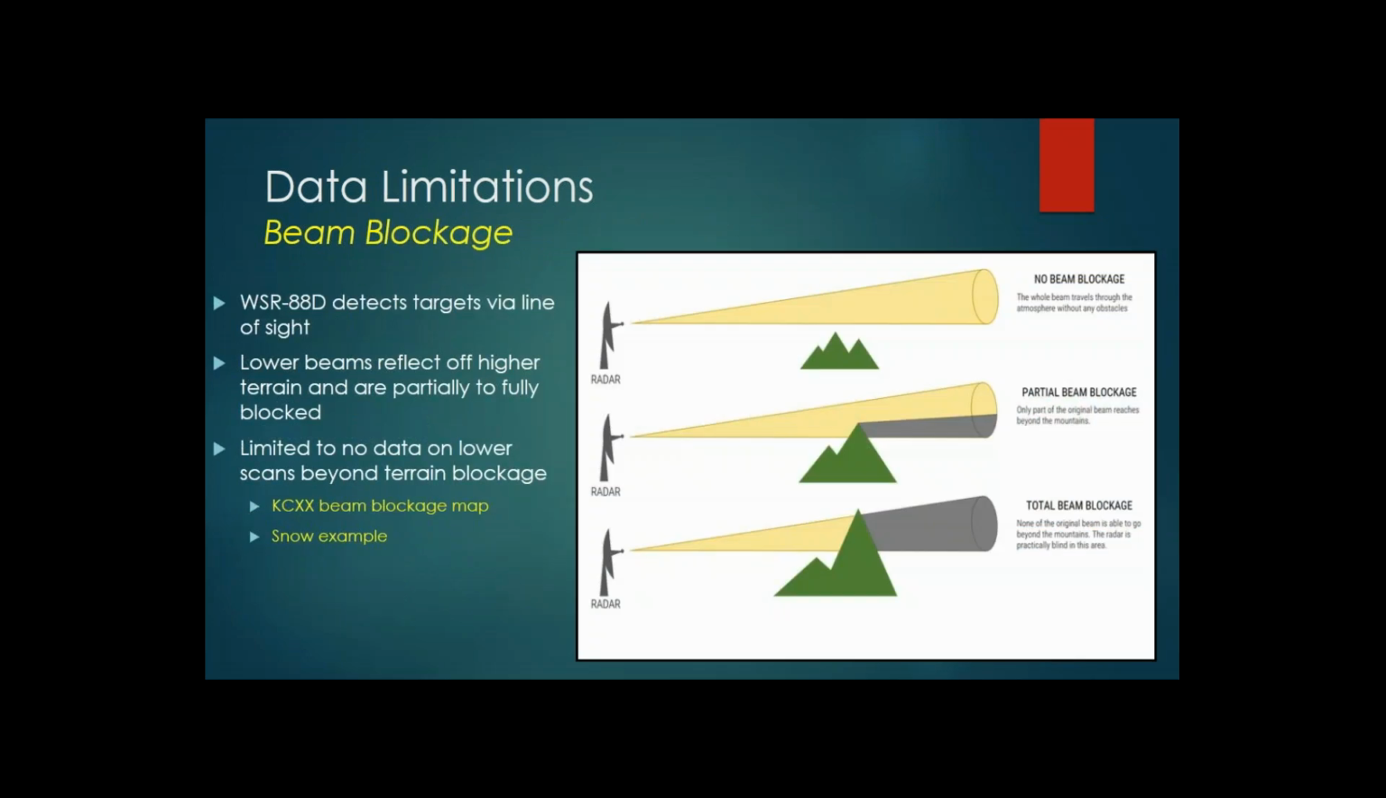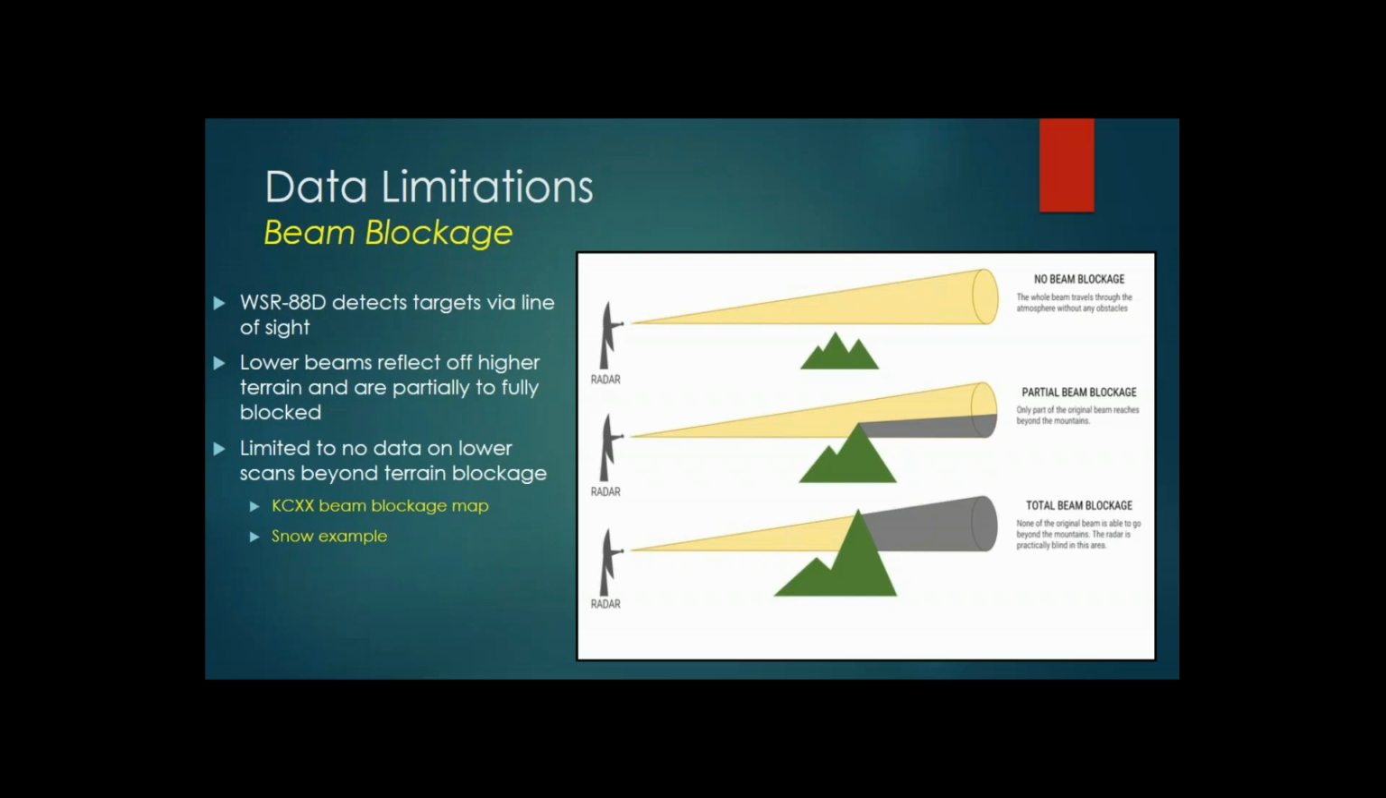Another very, very important consideration: beam blockage. The WSR-88D is a line of sight radar, so lower beams reflect off of higher terrain and are partially to fully blocked. I've got 3 examples here. The top is no blockage, little low hills. You've got medium-sized hills, where part of the beam is blocked, so you're only getting about half the information back to the radar. And then a big old tall mountain where the whole beam is blocked. So there's limited to no data on the lower scans that are terrain blocked.